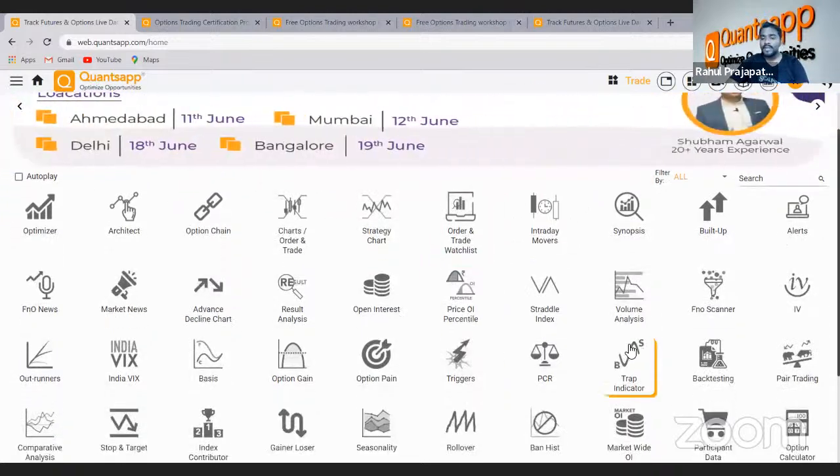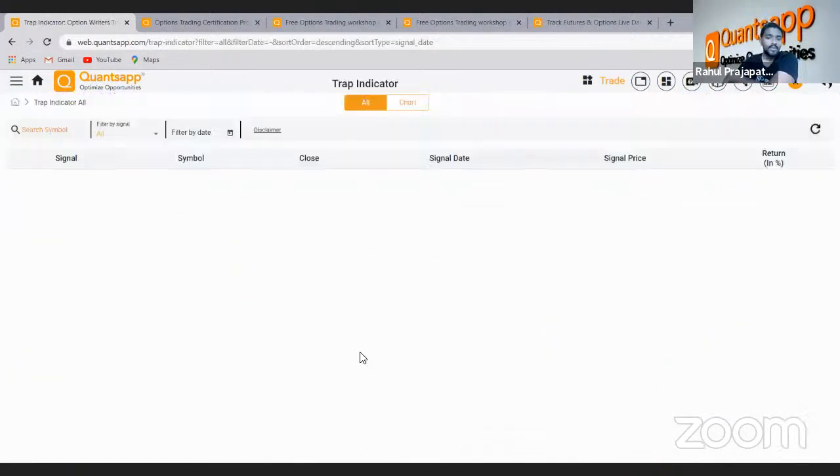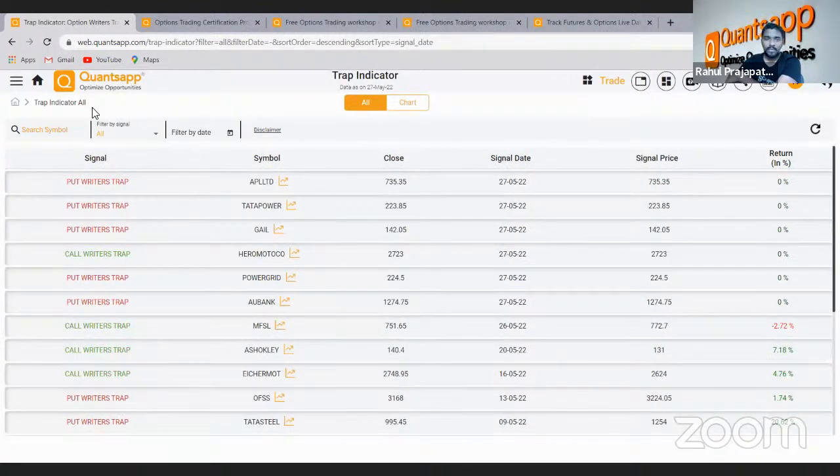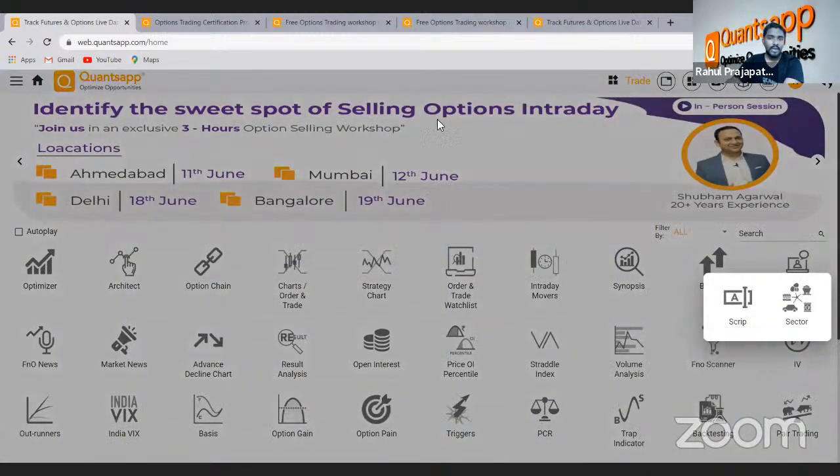There are a lot of tools, such as the trap indicator. You can simply go and check it; it might give you a trade idea on how the stock is likely to go up or down. Then we have a build-up tool. Then you can do the analysis of how to analyze the market. That is also there.